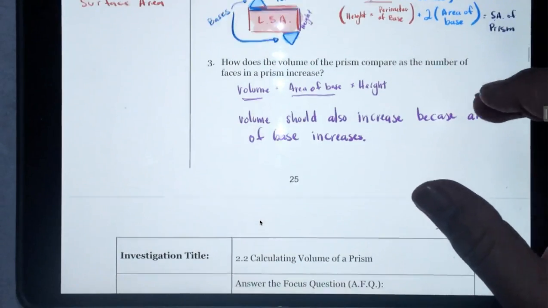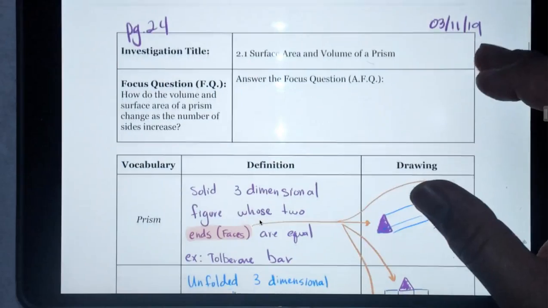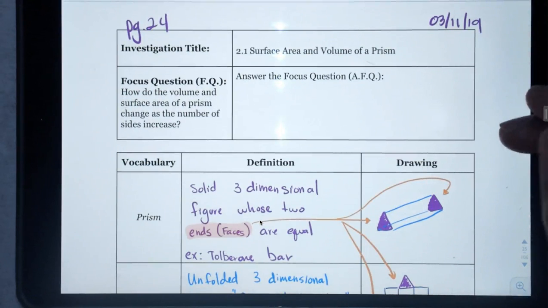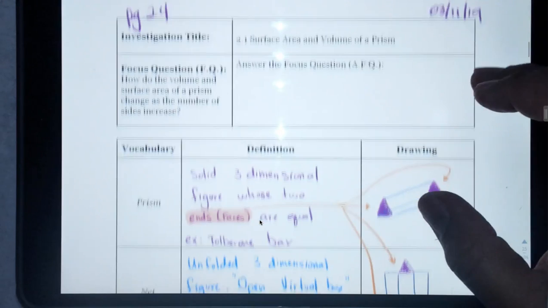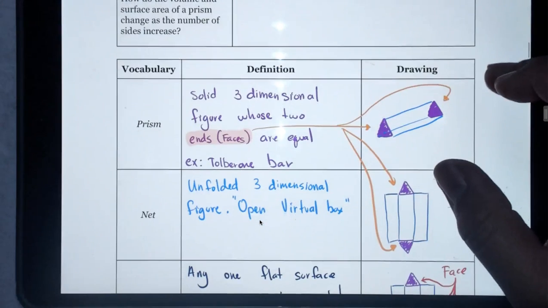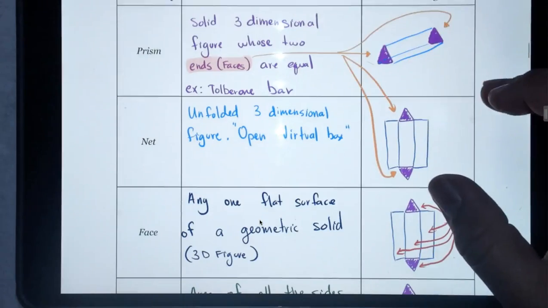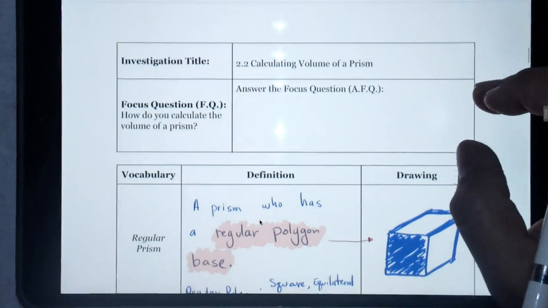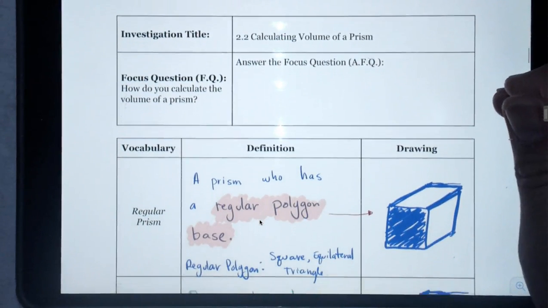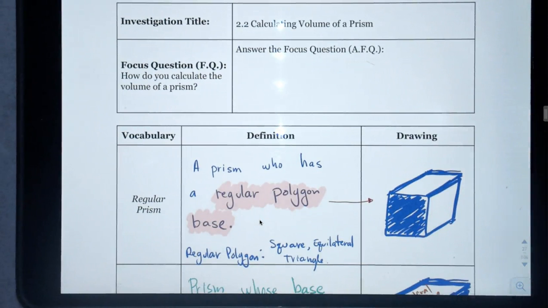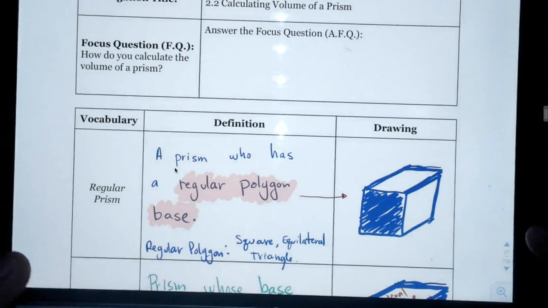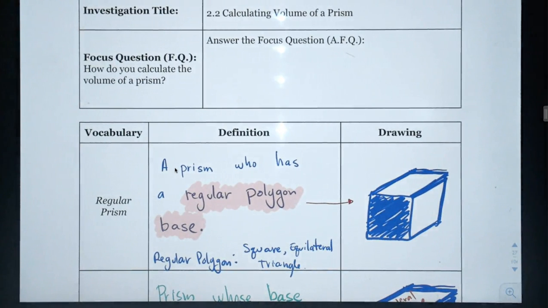Now's a good time maybe to take a few minutes, look over your focus question, and make sure that you have all of your vocabulary words filled out correctly. Please try the drawing as much as possible. Okay, 2.2 says calculating the volume of a prism. So here are your new vocabulary words. Try your best to do the drawings as neatly as possible. Again, it's not an art class, but it does help with understanding.